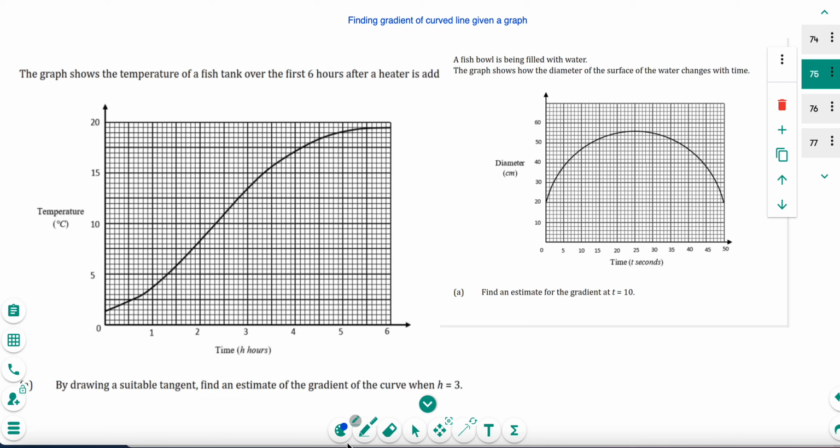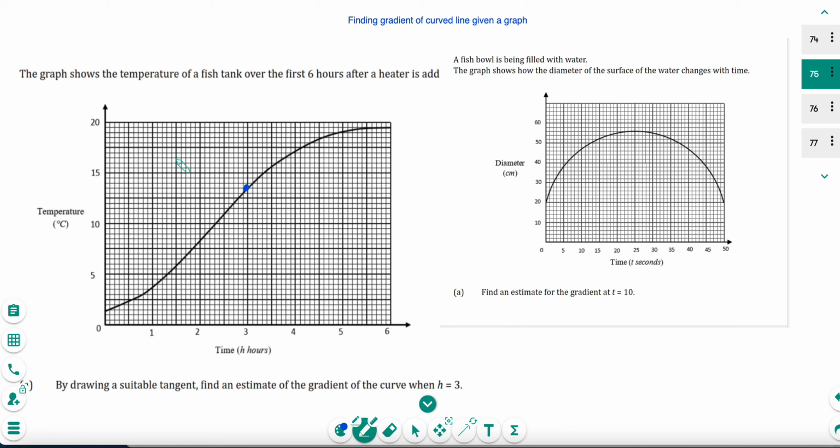This is all about finding the gradient of a curved line given a graph. Let's read the first question. The graph shows the temperature of a fish tank over the first 6 hours after a heater is added. By drawing a suitable tangent, find an estimate of the gradient of the curve when h is 3. So when h is 3, I want to find the gradient at this point here.